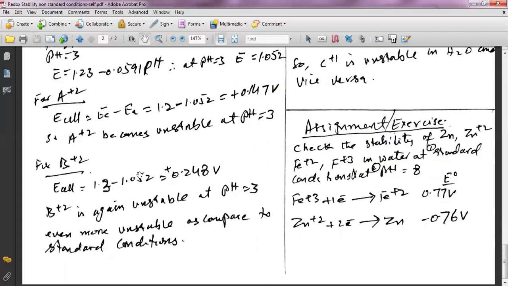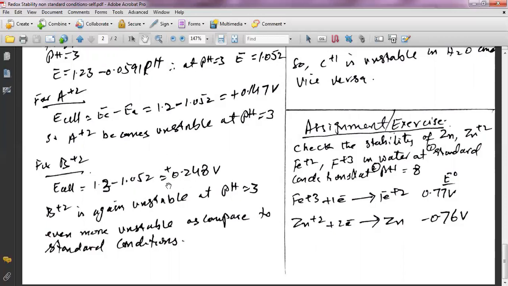So let's see what is happening with the B plus 2. Similarly, you can also calculate the cell potential of B plus 2 with the water. Again, this will remain the same because there is no involvement of hydrogen ions in the half cell of B plus 2 to B plus 1. And only the water potential is going to change, and this we have already calculated in case of the A plus 2.